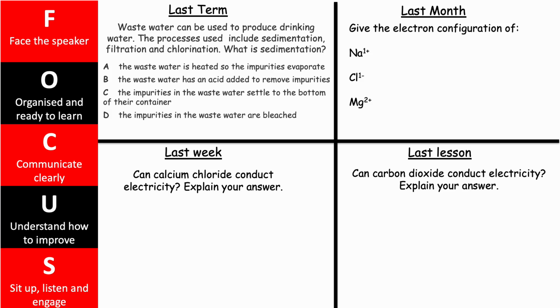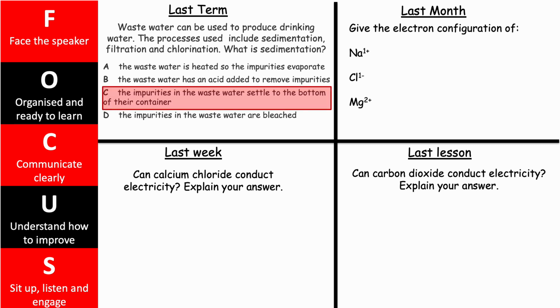The first question says wastewater can be used to produce drinking water, aka potable water. The processes used include sedimentation, filtration, and chlorination. What is sedimentation? So we know that sedimentation is when the impurities in the wastewater settle to the bottom, forming a sediment in their container. So the description that most closely matches sedimentation would be C. So the answer is C.